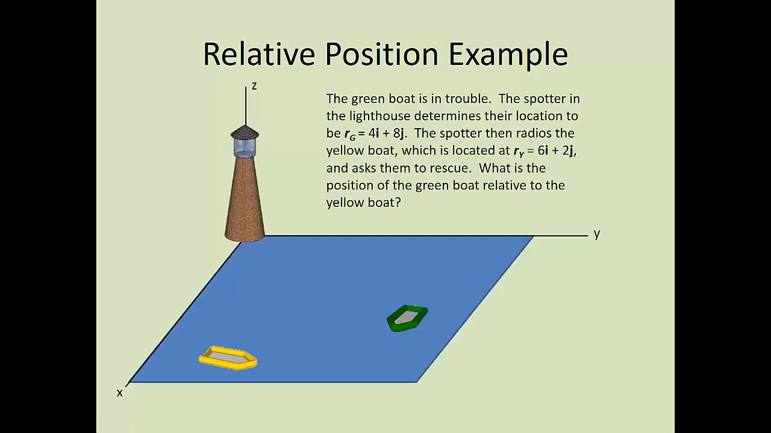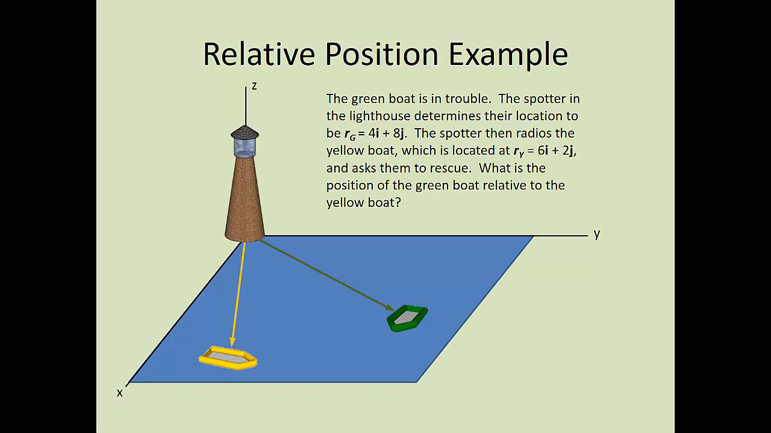Let's look at a relative position example, using positions instead of velocities. The green boat is in trouble. We have a spotter who's in the lighthouse, and he's watching this green boat, and he determines that the location of the green boat from his perspective, from where he's sitting, can be represented by a position vector, r sub g, equals 4i plus 8j. The spotter radios the yellow boat, which they know is located at a position r sub y equal to 6i plus 2j, and asks them to go to the rescue.